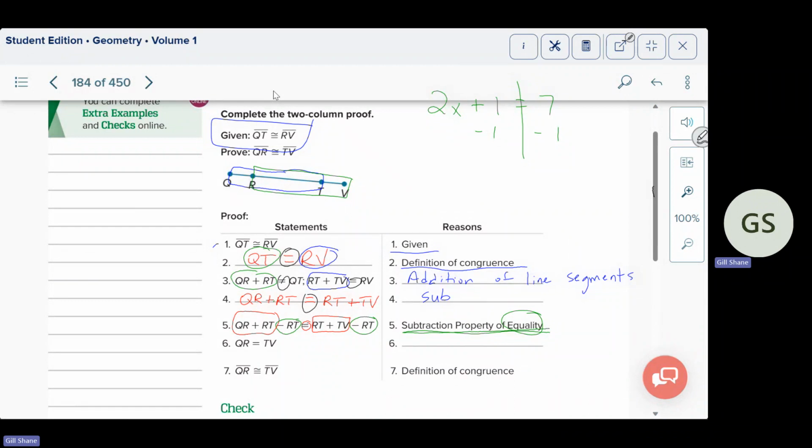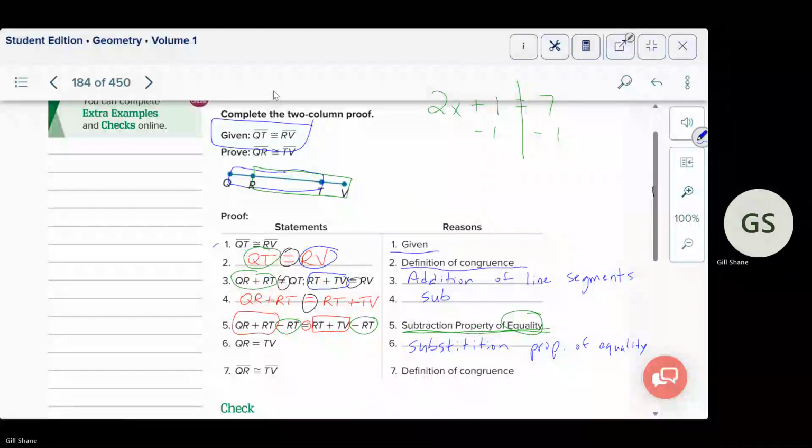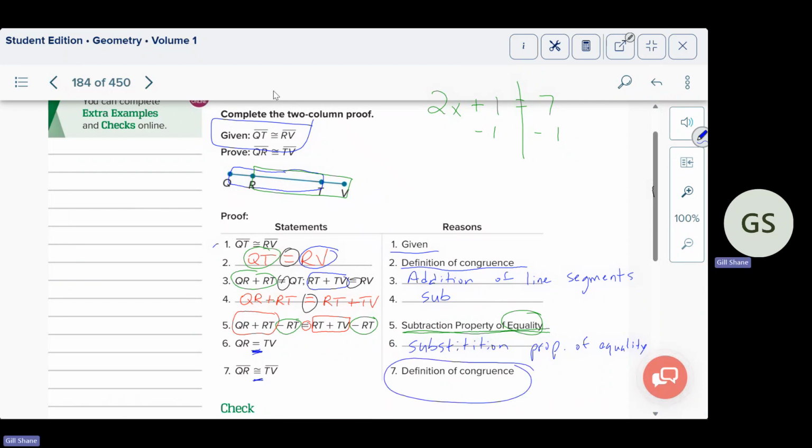So that's substitution. This last one, I'm not even worried about you really knowing. It's called the substitution property of equality. You're really just doing the math. I've never even heard of this one, so just write it in, property of equality. I would have just said you're doing the math. You're just subtracting RT from both sides, and that gives you QR equals TV. Apparently when you're just doing the math, that's called the substitution property of equality. And then we go from that to that, right? Nothing else changes, so we use that again. Definition of congruence can go from congruence to equals or from equals to congruence.